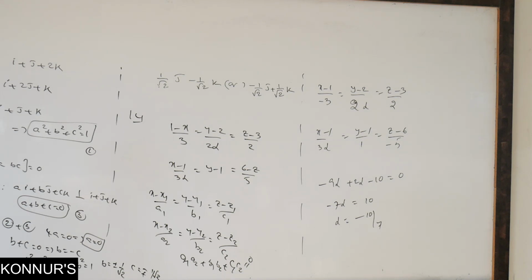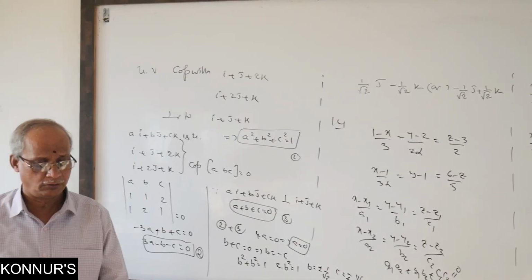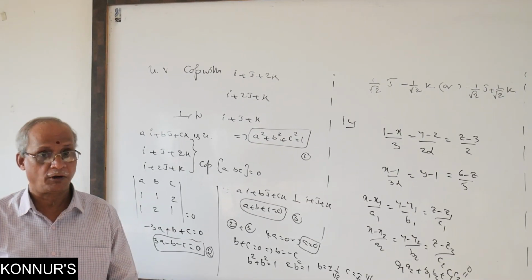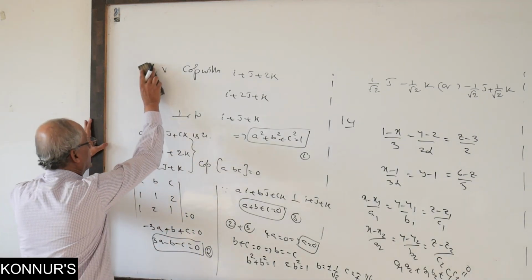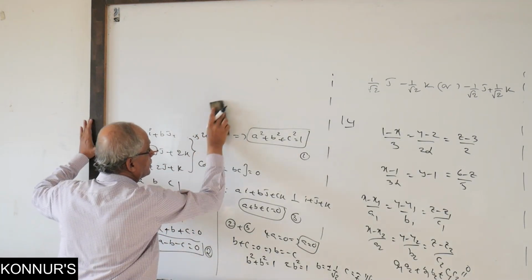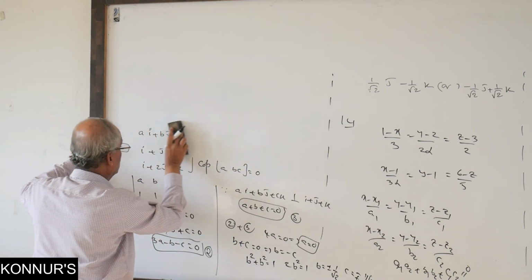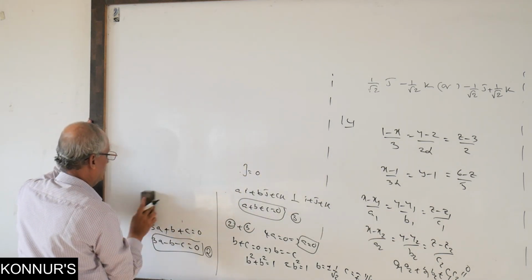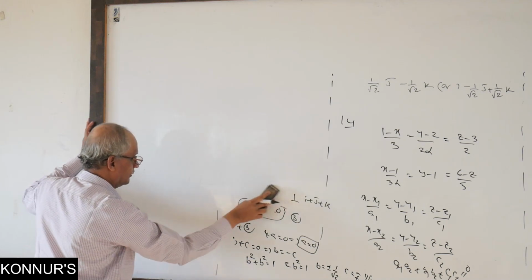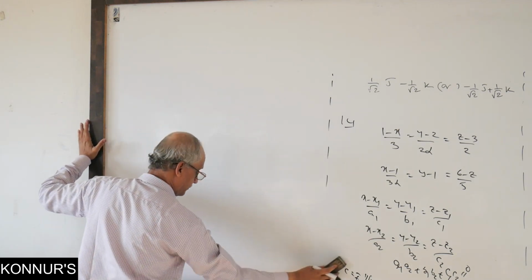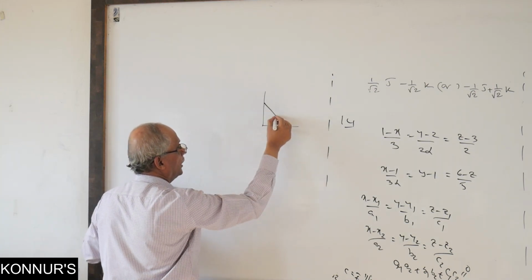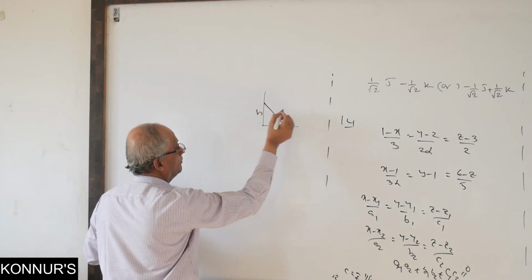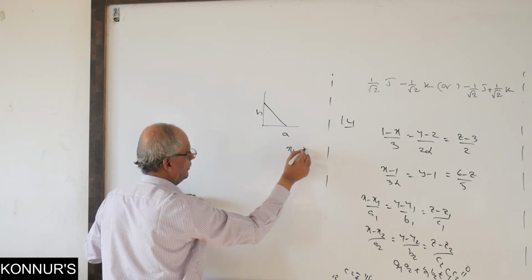15th, a plane makes intercepts 3 and 4 on the z axis and x axis. Intercept form of the plane means intercept form of the straight line. What is the straight line's intercept form? x by a plus y by b equals 1, because this is 2-dimensional.